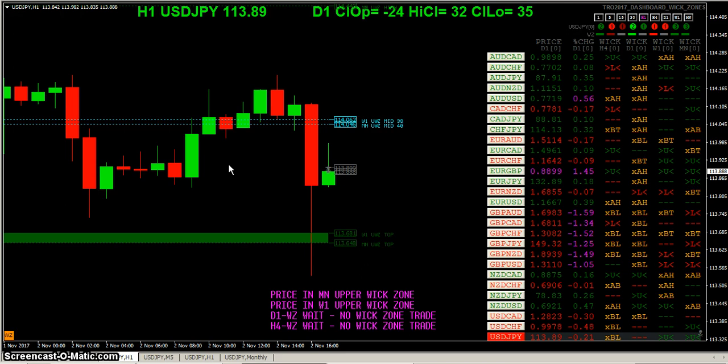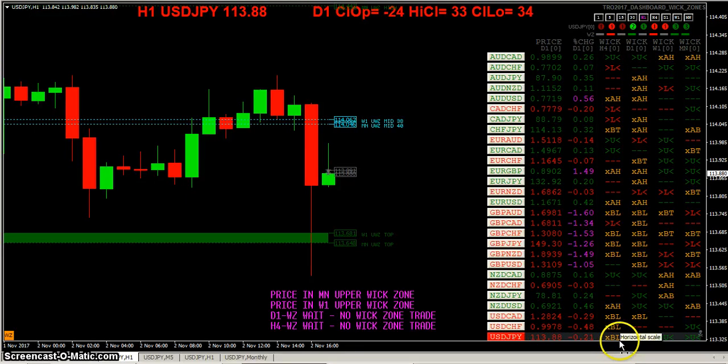So I've written a few indicators, but you don't really need indicators for it. You can almost see it. But in this case, here's a weekly wick zone. And I guess we also have a monthly wick zone top here. But what I use this screen for, you can see it: you've got the wick zones from H4 all the way up through the month.